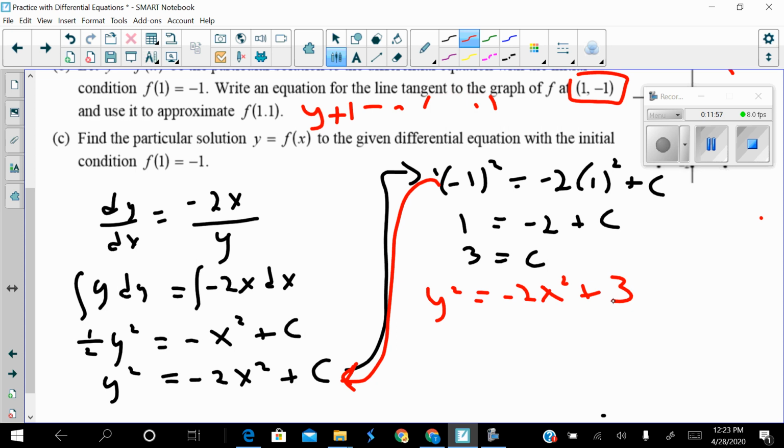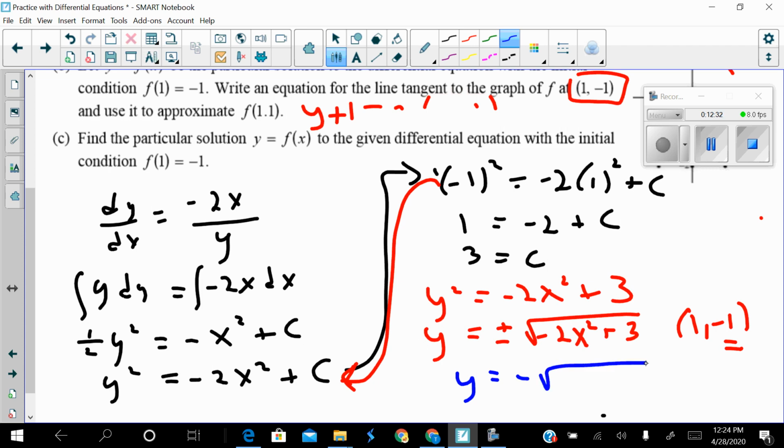Now, your answer to a differential equation, your particular solution, has to be a function, okay? So you know normally that when you have something squared and you want to solve for it, you do plus or minus. So I'm going to write that down, plus or minus. Now you have to decide which one. You've got to have just one function. Well, remember, it has to go through the point 1, negative 1. So when you plug in 1 for x, you're supposed to get a negative y value. So that means the solution for this one is y equals the negative square root of negative 2x squared plus 3.